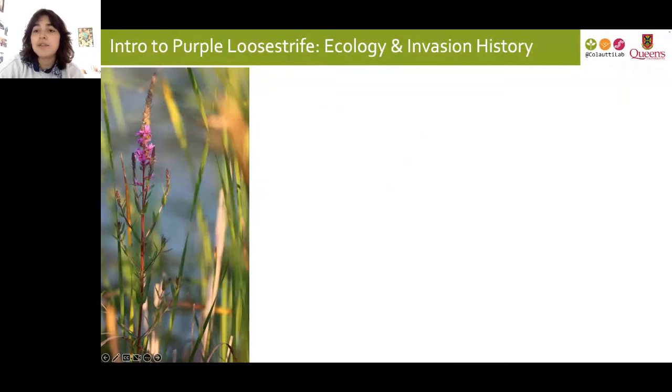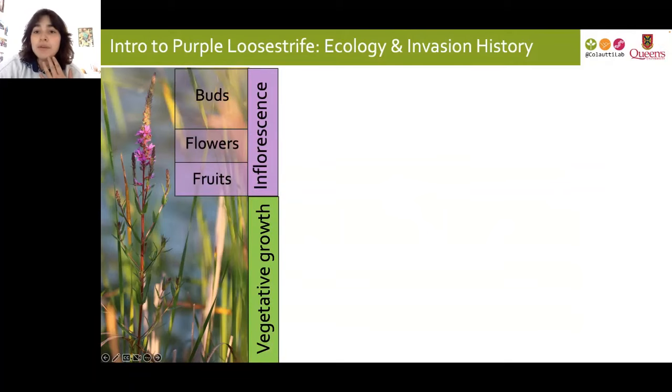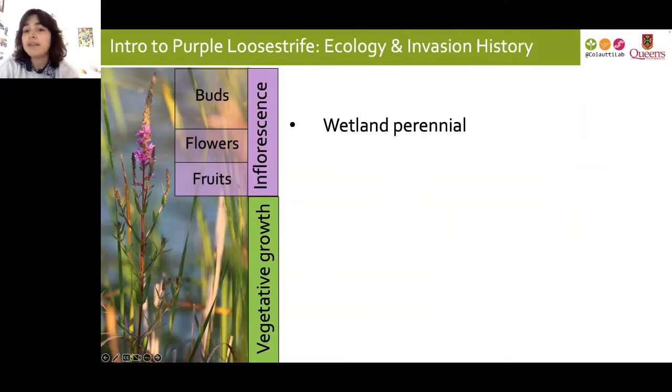So to begin, I'd like to introduce you to this very pretty but problematic plant that I'm sure many of you folks have seen before. So purple loosestrife is a wetland perennial plant that's often found in ditches and wet meadows, marshes, and alongside lakes. Disturbance often germinates its seeds, which is why it's commonly found in human disturbed areas. And when purple loosestrife initiates its flowering, it shifts resources away from this vegetative growth that we see here towards buds, flowers, and then subsequently fruits.